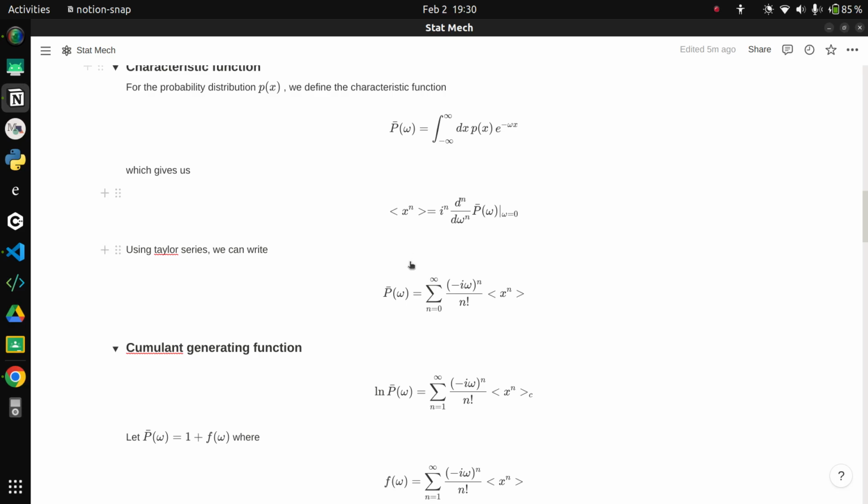What you can do is write p of omega as this thing, because basically you know the derivatives of p of omega, in fact all the derivatives, in terms of the moments. So you can write the characteristic function in terms of the moments, right?